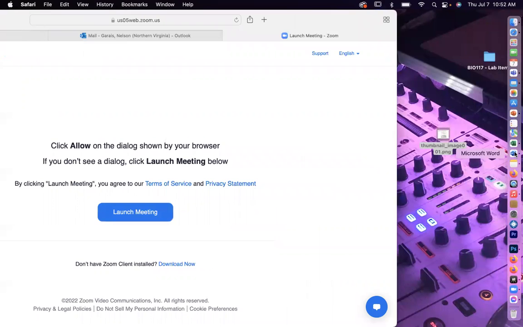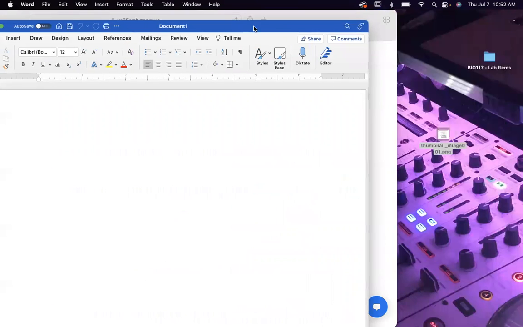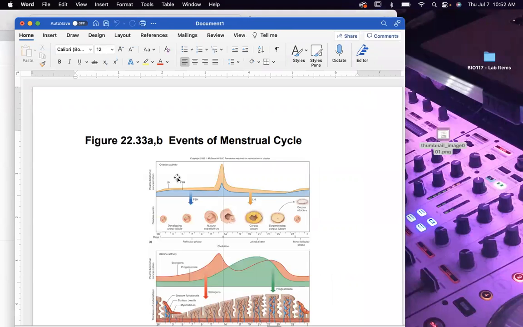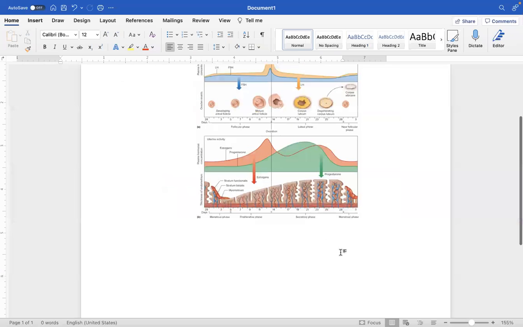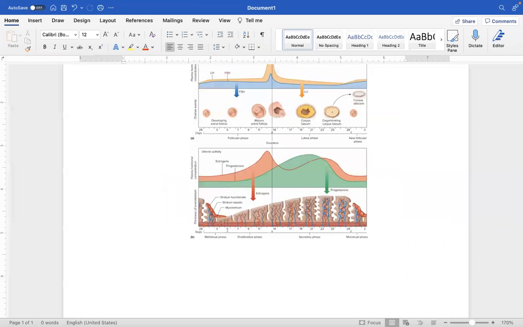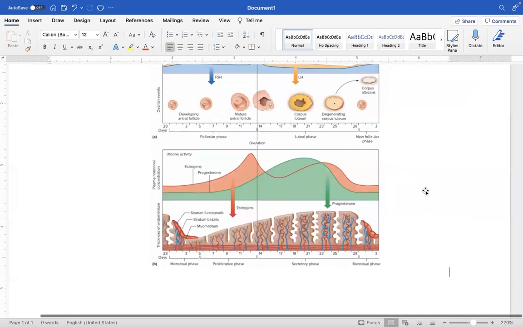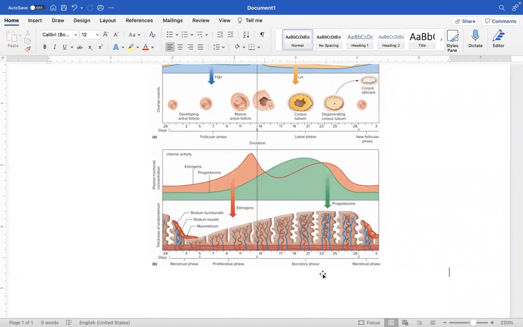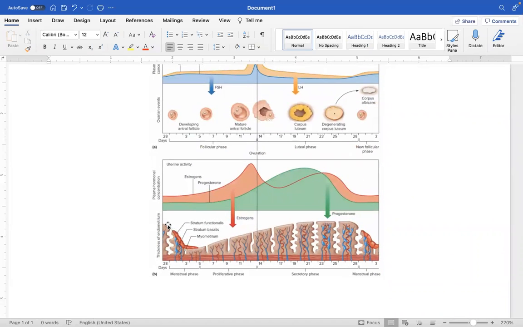Let's look at the diagram that we saw in class. Let's make this a little bit bigger. Okay. So when you're looking at the menstrual cycle, we're looking at it academically in 28 days. There's different ways to look at it if you look at this chart. So let's break it down.